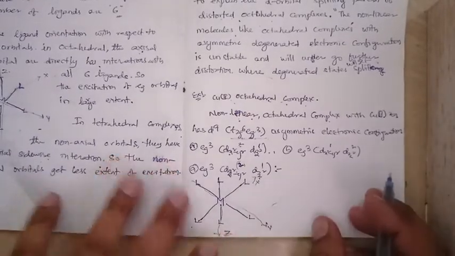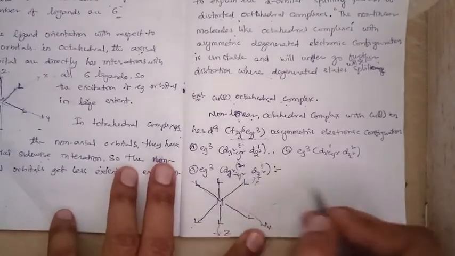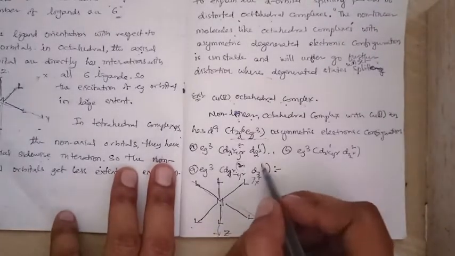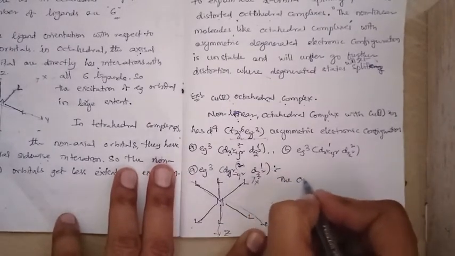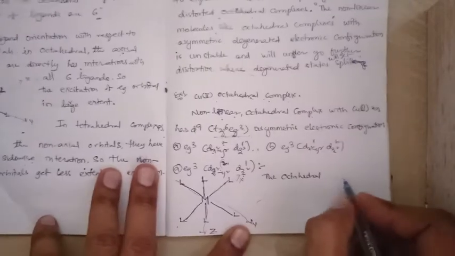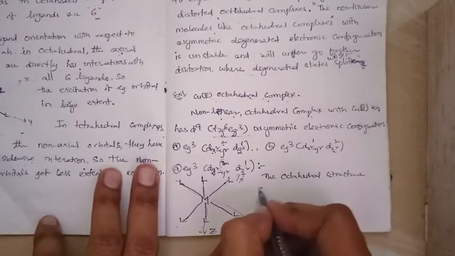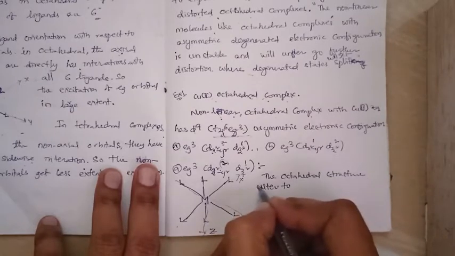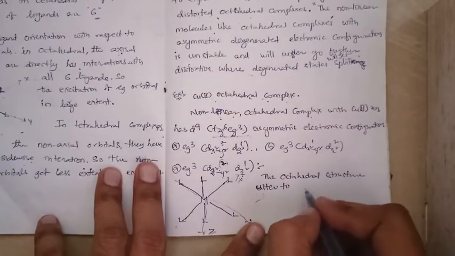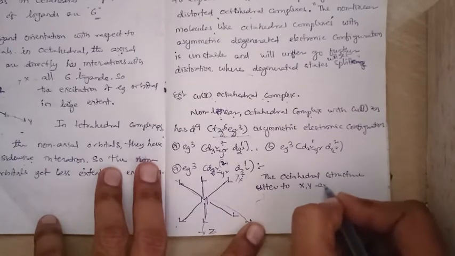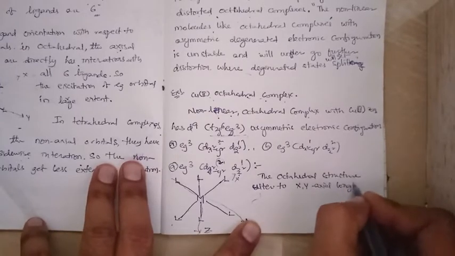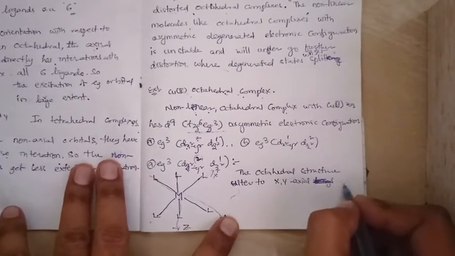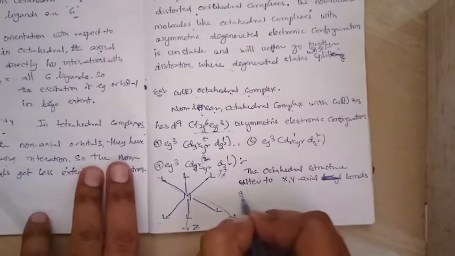So far, in this particular case, Eg3, with dx square minus y square having 2 electrons and dz square having 1 electron, the octahedral structure alters. The x and y axial bonds get lengthened.